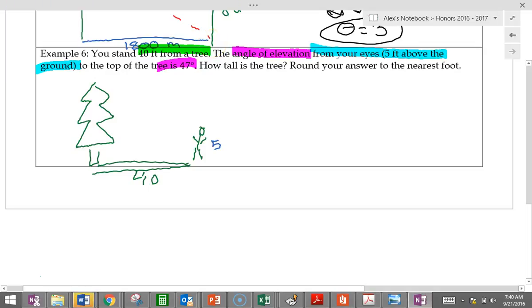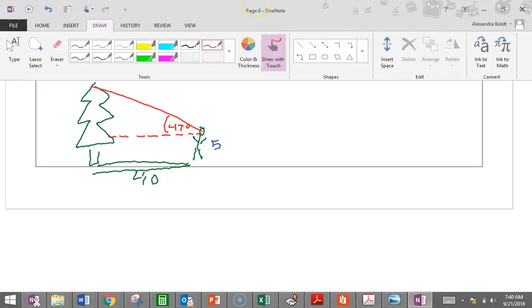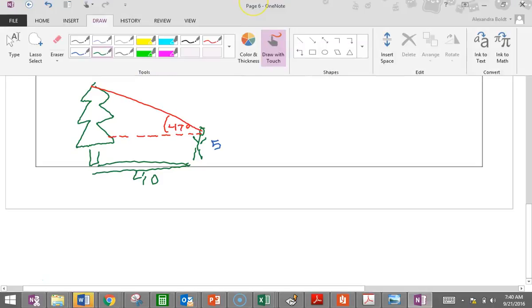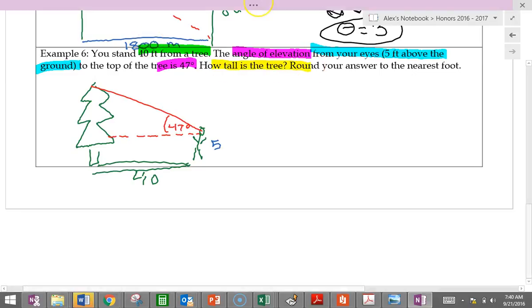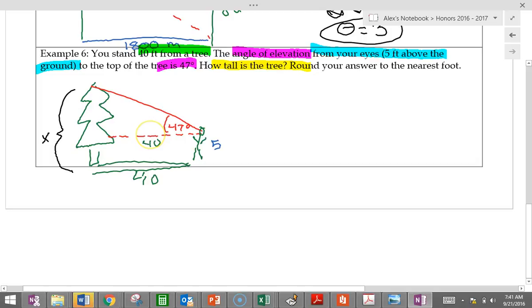So now this is elevation. I'm going to go from this horizontal from my eyes and go up to the top of the tree. That's 47 degrees. I want to find how tall the tree is. I'm finding that whole height. Since my feet are 40 feet away from the tree, my eyes are also 40 feet away from that tree. So I'm going to start by solving for this, and I'll call it y for now, because I have to use this right triangle.